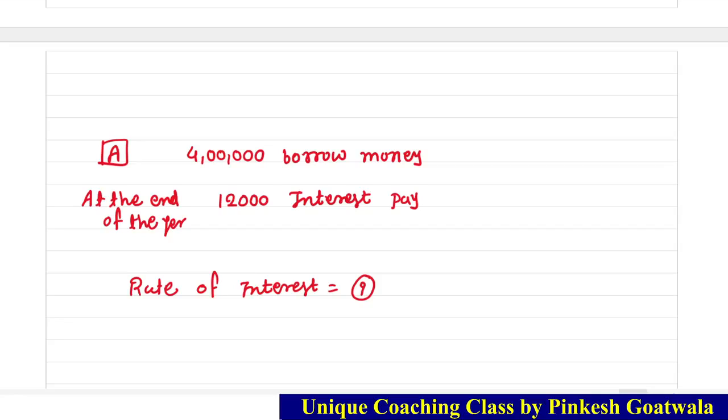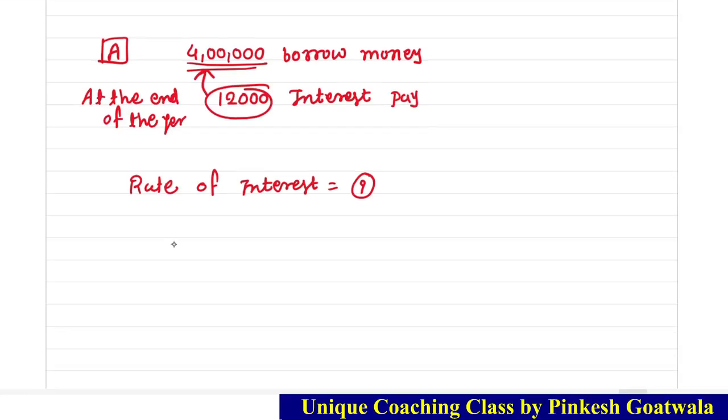How much money was borrowed? 4 lakh. This interest of 12,000 was paid on which amount? This amount. He borrowed 4 lakh, and paid 12,000 interest on it. So you can put the step like this. You have borrowed 4 lakh, so against this 4 lakh you have paid 12,000 interest. And you want to know the rate of interest, shown in percentage.